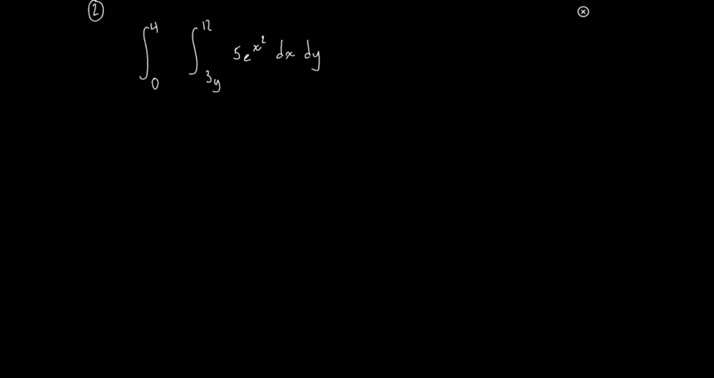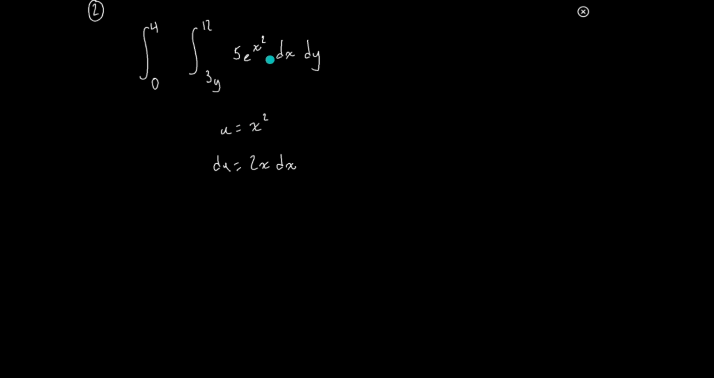Okay, so let's find the double integral of 5e to the x squared dx dy with these bounds. Okay, so let's go ahead and start. Where do we start? I guess with U substitution. So let's say that u is equal to x squared, and du is then going to be equal to 2x dx.